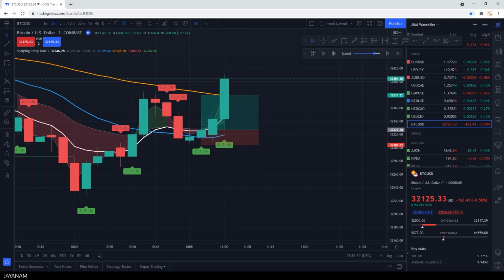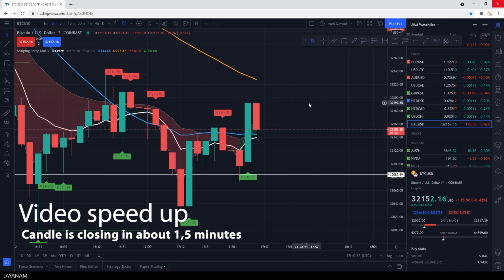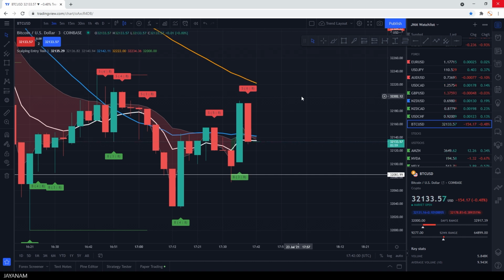Alright, but that is historical data. Now we'll take a live paper trade using the indicator. Let's see if we find an entry for this bar here, which is a kind of double top pattern. And yes, here we get a signal, but I wait for the candle to close. Okay, now it is closing and below the 8 EMA, so I go short here.